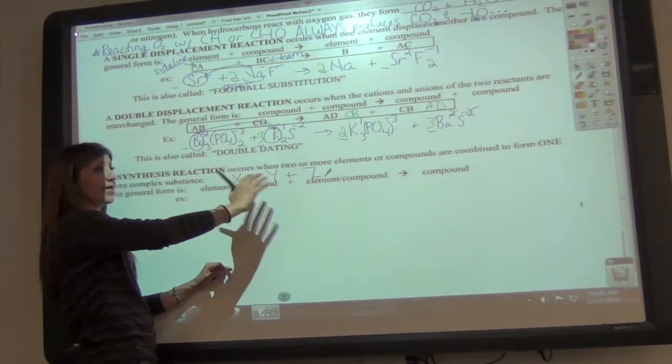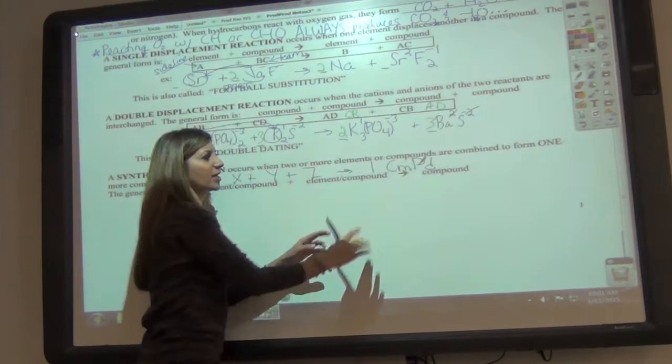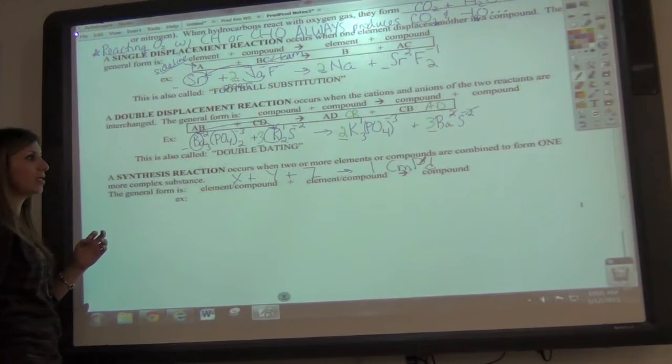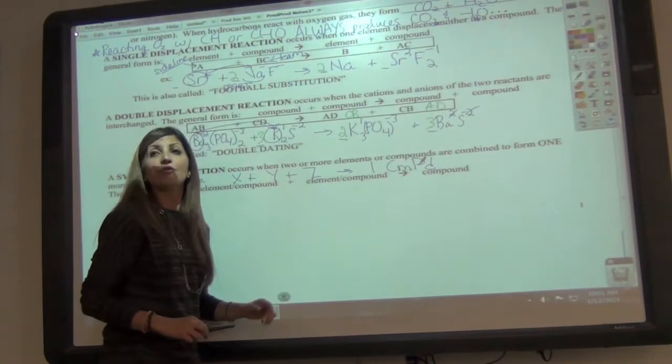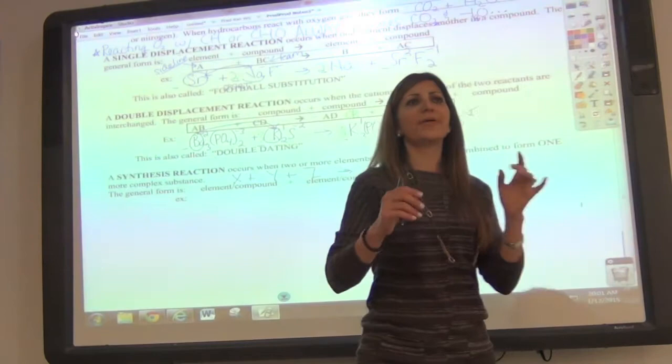I'm writing it this way because it's like having two elements, or you can have more than that. You could have three elements and it can be a ternary compound. But the thing with synthesis is you have multiples coming together to form one. The only way you're going to know synthesis is if you're starting with two elements. Because it could be combustion, but it's not going to be single displacement. It's not going to be double displacement.